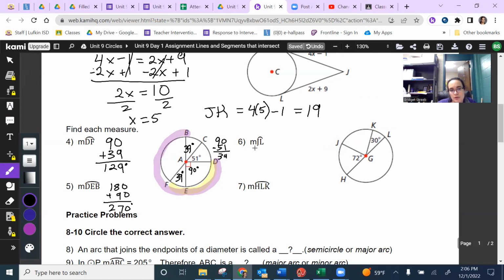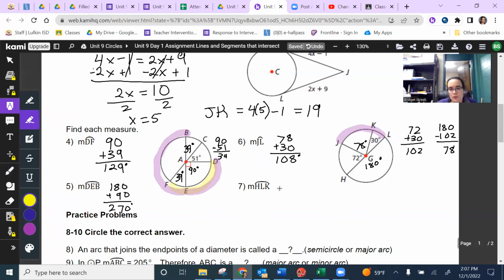Okay, our next one, we're looking for the measure of arc JL. So we know that this arc here is 180 degrees, which means this other one is also 180 degrees. So to find JK, we are going to add 72 and 30 together. That gets us 102. And then subtract that 102 degrees from 180. And that gets us 78 degrees for arc JK. And we add that 78 degrees and that 30 degrees together. And that gets us 108 degrees for arc JL.